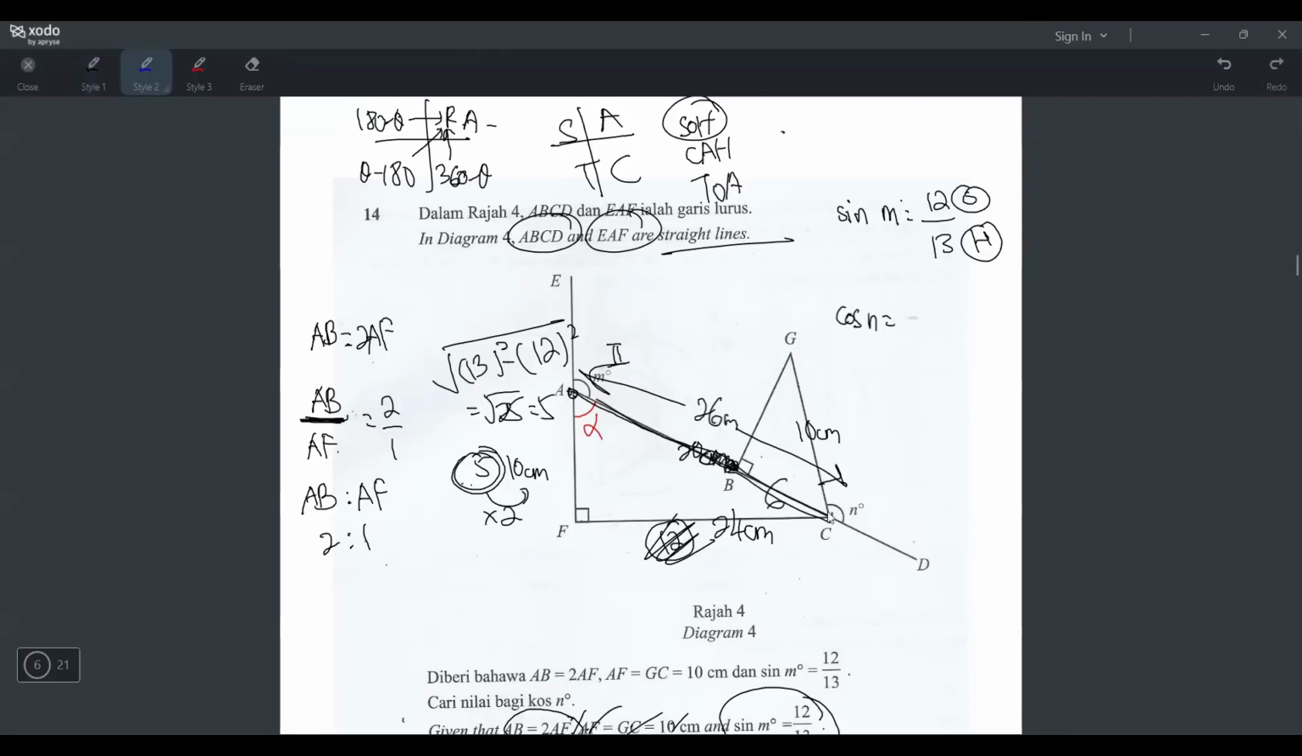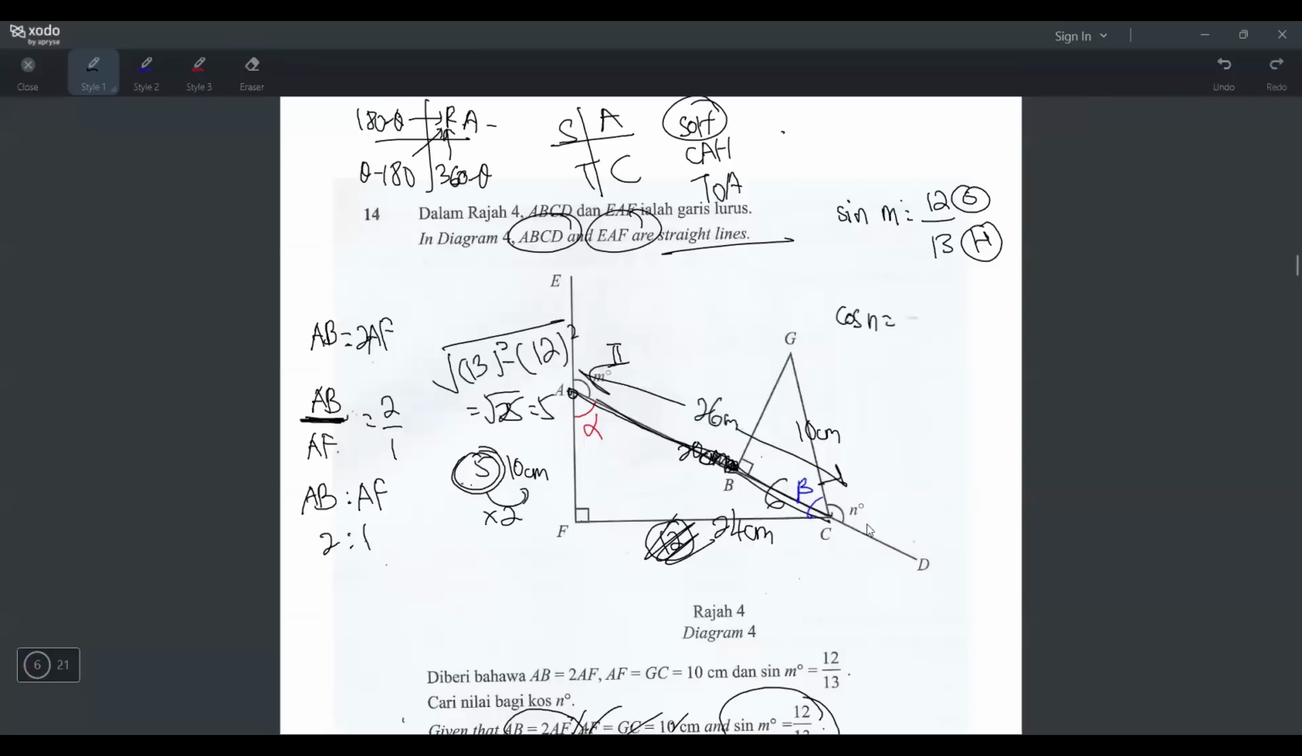So I will use blue color. Where's the reference angle? It will be here. Let's call it beta this time. Cos n and cos beta will give you the same answer. Sin n and sin beta also give you the same answer. Tangent n and tangent beta also give you the same answer. It's just that the plus minus may not be the same, the positive negative is not the same, but the value must be the same, right?